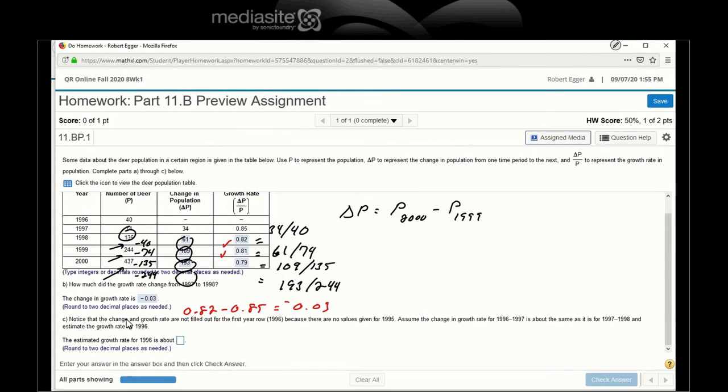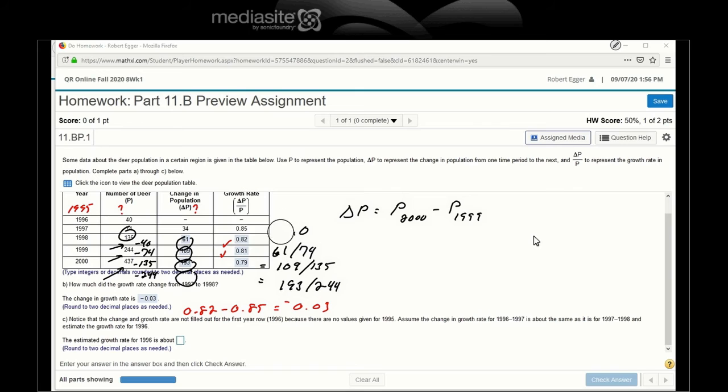Notice that change and growth rate are not filled out for the first year of 1996. Gotcha. Because there was no value for 1995. Assume that the growth rate for 96-97 is about the same for 97-98, and estimate the growth rate for 1996. Alright.